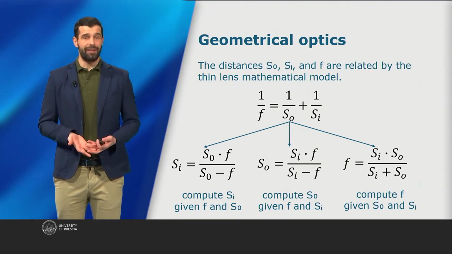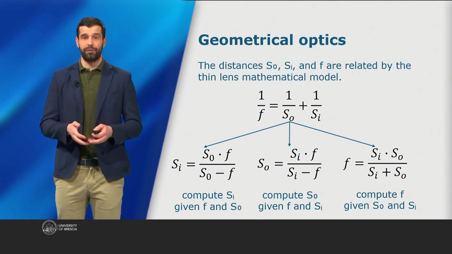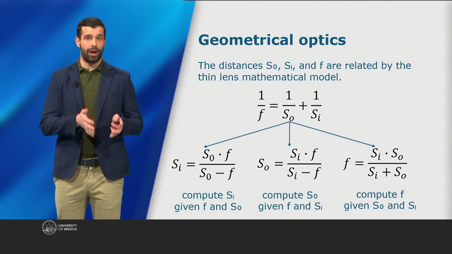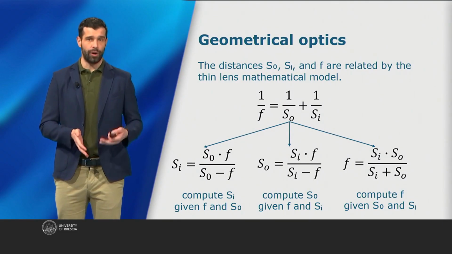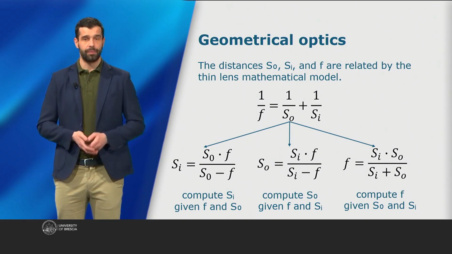So, is there a model, a mathematical relationship, that describes all of these behaviors? Of course, the mathematical model exists and is shown right here. The inverse of the focal length is equal to the sum of the inverses of the object distance in the object plane, SO, and the image distance in the image plane, SI.